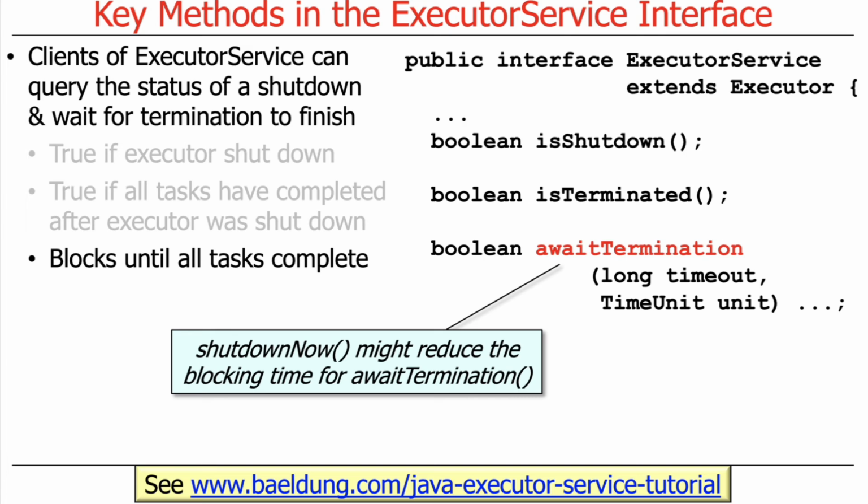The main benefit of using shutdownNow over shutdown is that shutdownNow might, and the key word here is might, reduce the blocking time for awaitTermination. Because if you merely shut something down and then await the termination, you're going to have to wait until all those other tasks finish. If you call shutdownNow and the tasks are written properly to handle shutdown interrupt requests, then you're likely to return sooner because they will be canceled and the Executor Service will have finished and is now in the terminated state.